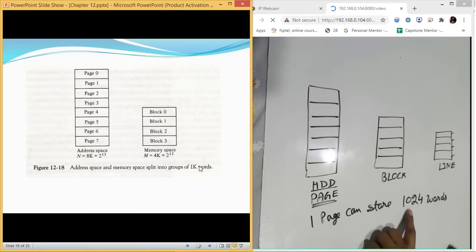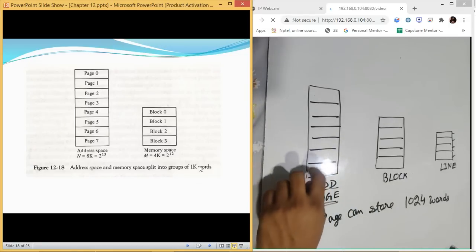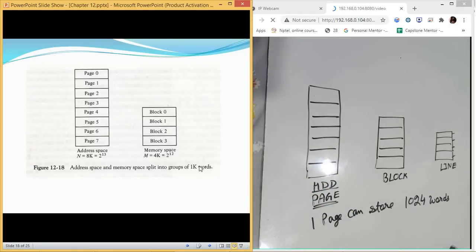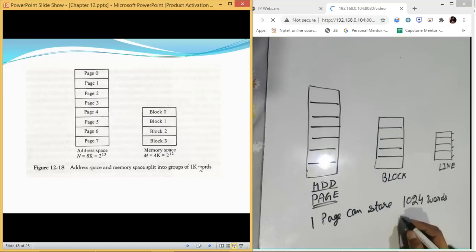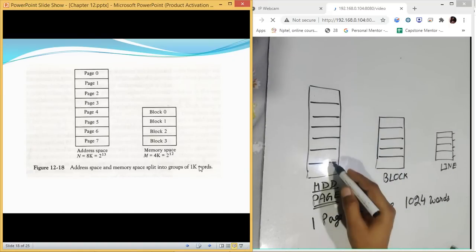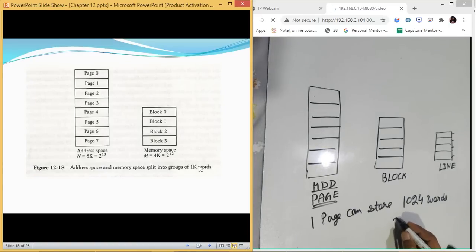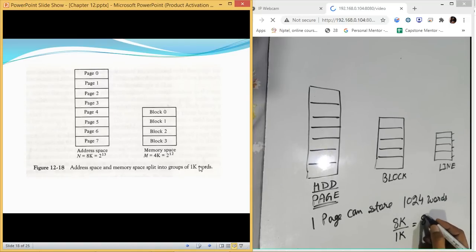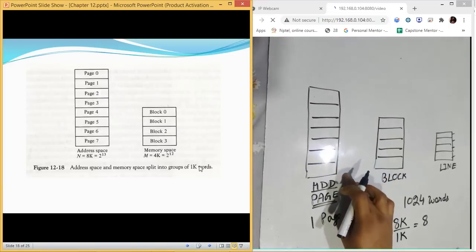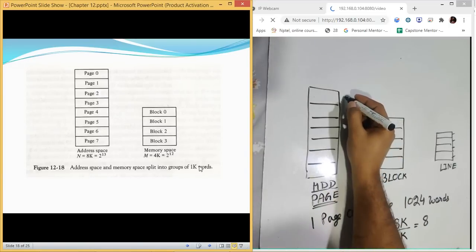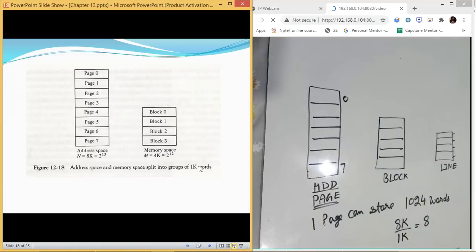See how we have got these 8 pages in this case. How did we get that? It is simply the total address space, which is 8k, divided by 1k. The answer is 8. So there are 8 pages, starting from page 0 to page 7.